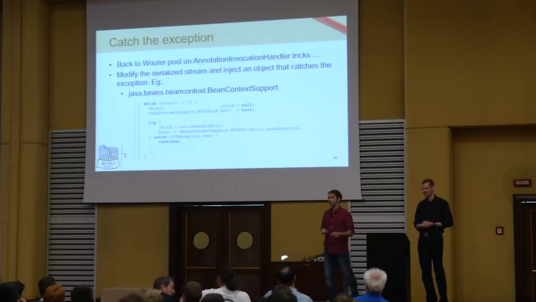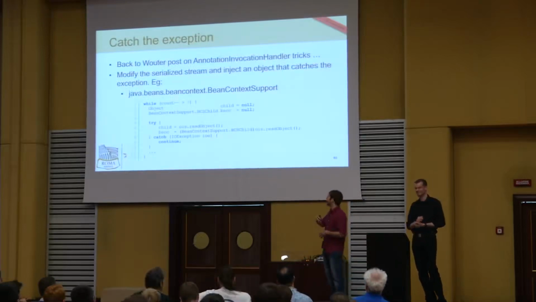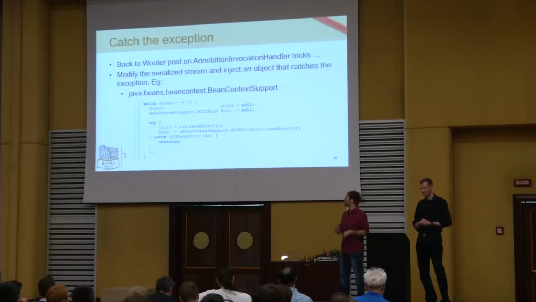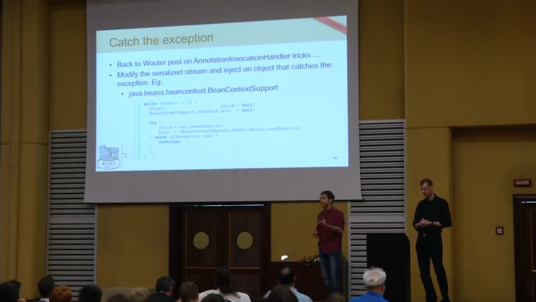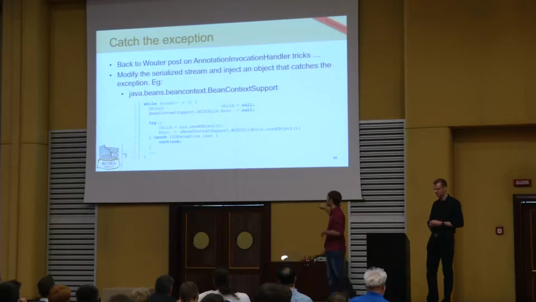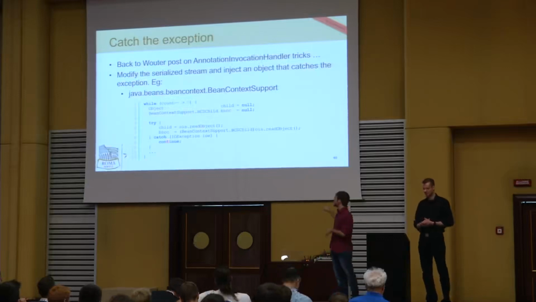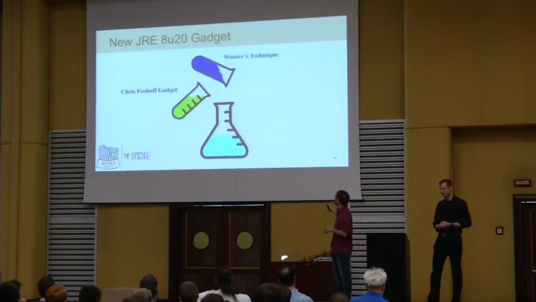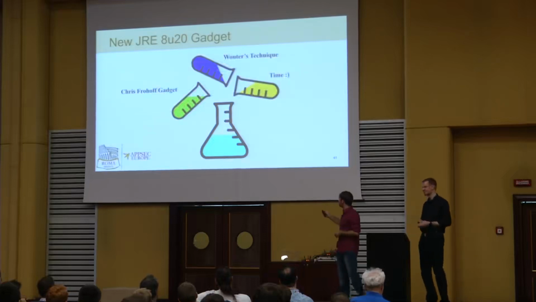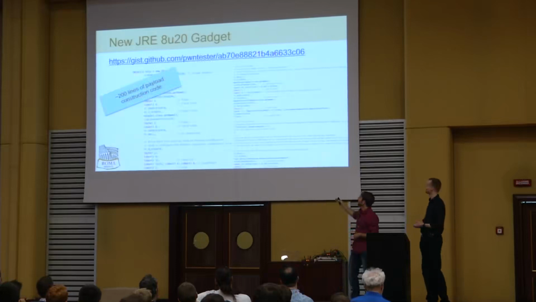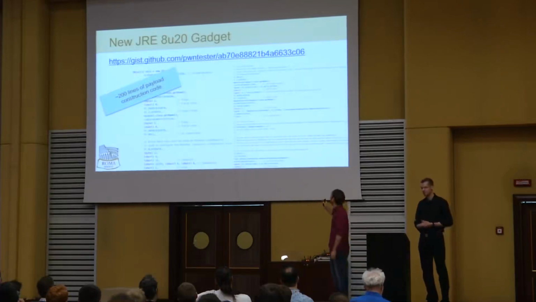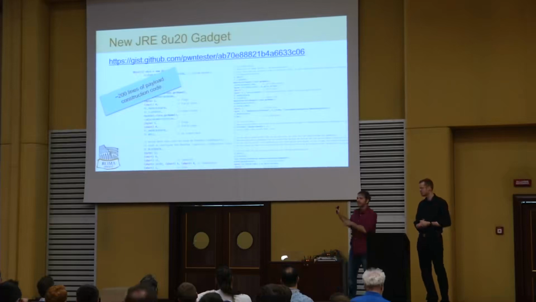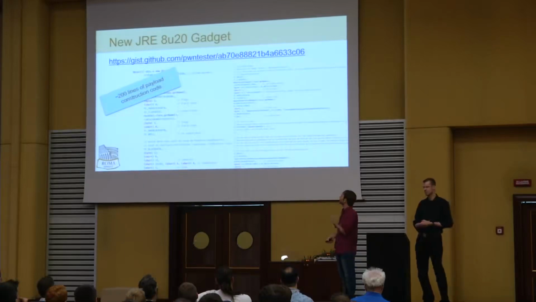So back to this Wouter post, he was also proposing a technique to catch this kind of exception by injecting a fake field into the byte stream, and then using a gadget that contains a read object that reads another object within the read object, and then it catches the exception and basically ignores it. So what we did was take Chris Frohoff's gadget, take Wouter's technique, and apply a lot of time, because it's actually very complex, and created this gadget for Java 8 up to update 20 because of another exception. Actually, this gadget can work even up to Java 9, but it depends on the payload type. With the payload type that we are using, it works in Java runtime 8.